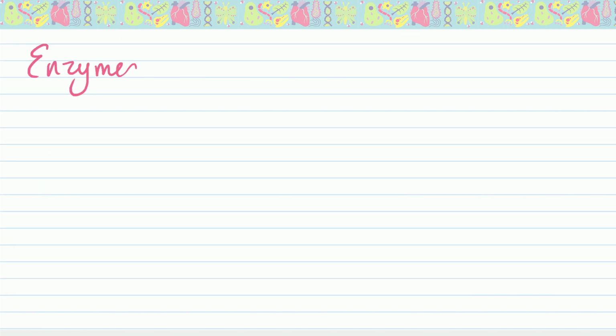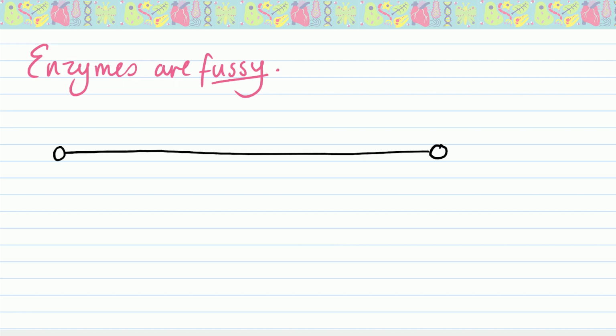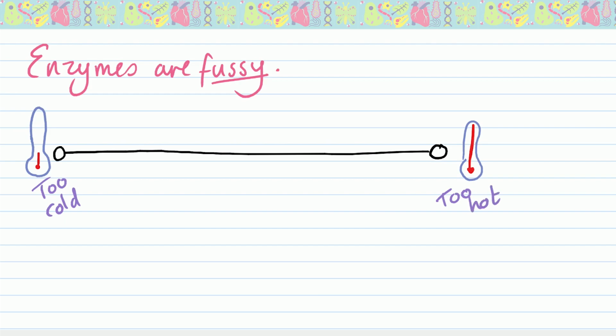So as well as having a specific shape, enzymes are very, very fussy little balls of protein. So if we think of a temperature scale here, I'm going to put too cold on one side and too hot on the other. These are thermometers I'm drawing, I promise. Now somewhere on this temperature line, the enzyme's going to have a temperature that it works at best. So this temperature in the middle is our optimum, the temperature the enzyme works best at.